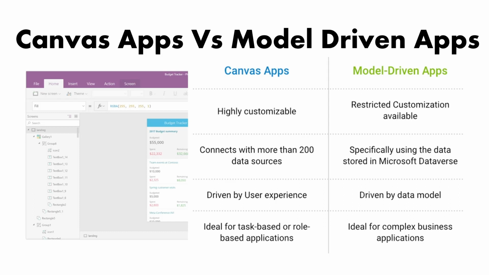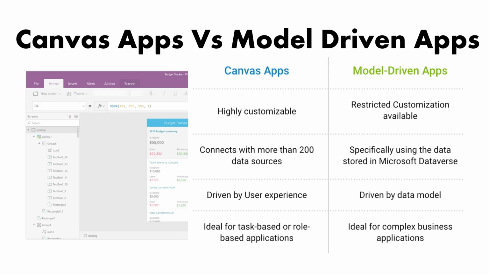And you can do a whole lot by using a lot of features, functionalities which are offered by Microsoft Power Apps to build Canvas apps. It's highly customizable, connects with more than 200 data sources. Those connectors are already available, so it makes your job easy in terms of building applications. Driven by user experience, which is how do you really want to see your applications to be portrayed to your end user. So you can customize it that way, and this is typically ideal for task-based or role-based applications.